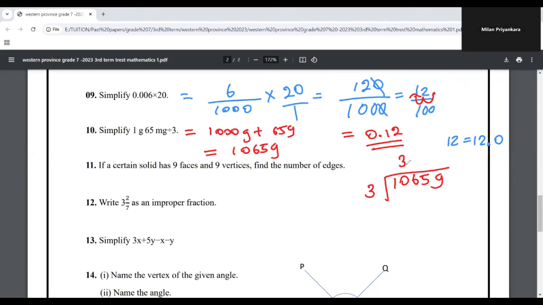And you have 3 for 10. 3 3s are 9, and 1 remains, and you get 6 here. 16 divided by 3 is going to be 5, because there are 5 3s. 5 into 3 is 15, and you have 1 here, and then you take this 5 down, and there will be 5 3s. 5 times 3 is 15, and the remainder is 0, right? Then the answer is going to be 355 milligrams, right? I hope you understand this, and this is very simple and interesting. And then let's go to question number 11.